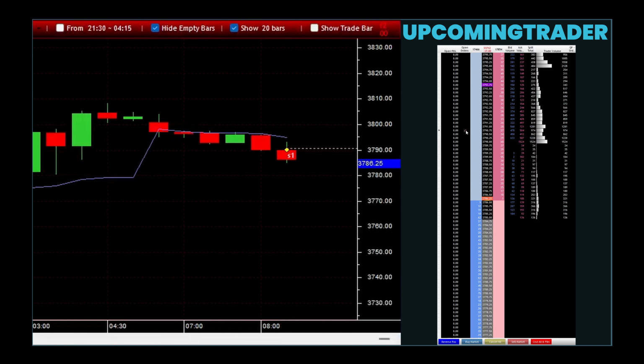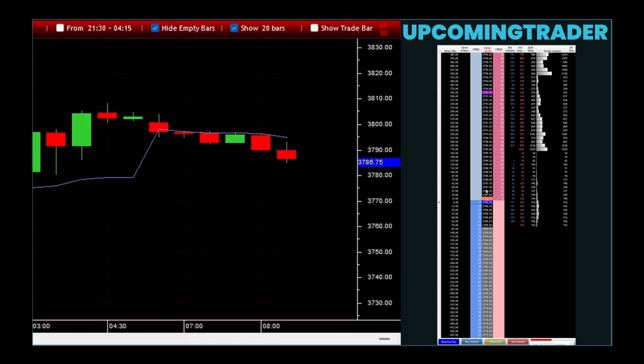Tweezer tops are identified by their two-candlestick pattern at the peak of an uptrend, suggesting a bearish reversal. This pattern is recognized when two consecutive candlesticks have almost identical high points, indicating strong resistance. Beyond the basic tweezer tops, there are several variations and similar patterns, each with their own unique trading implications.